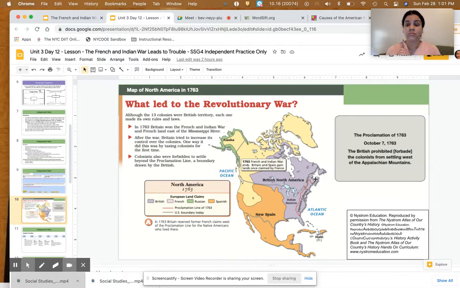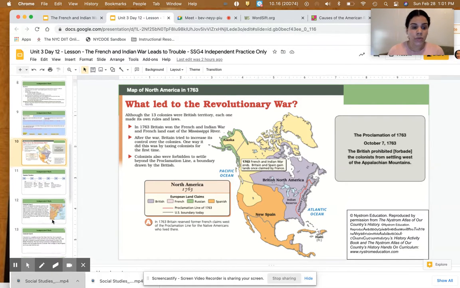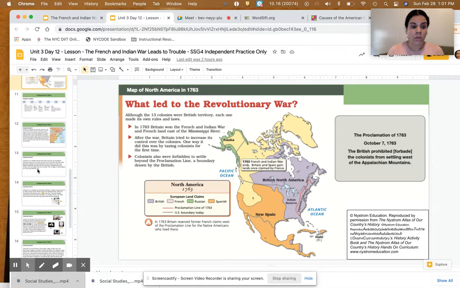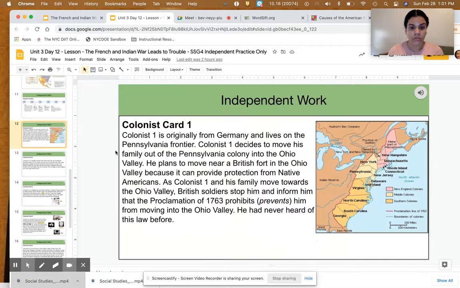Remember, the British are making these laws and taxing the colonists who are living across the Atlantic Ocean and had no say on these taxes and no say on this war. So what you're going to do is I'm going to assign you a card, right?